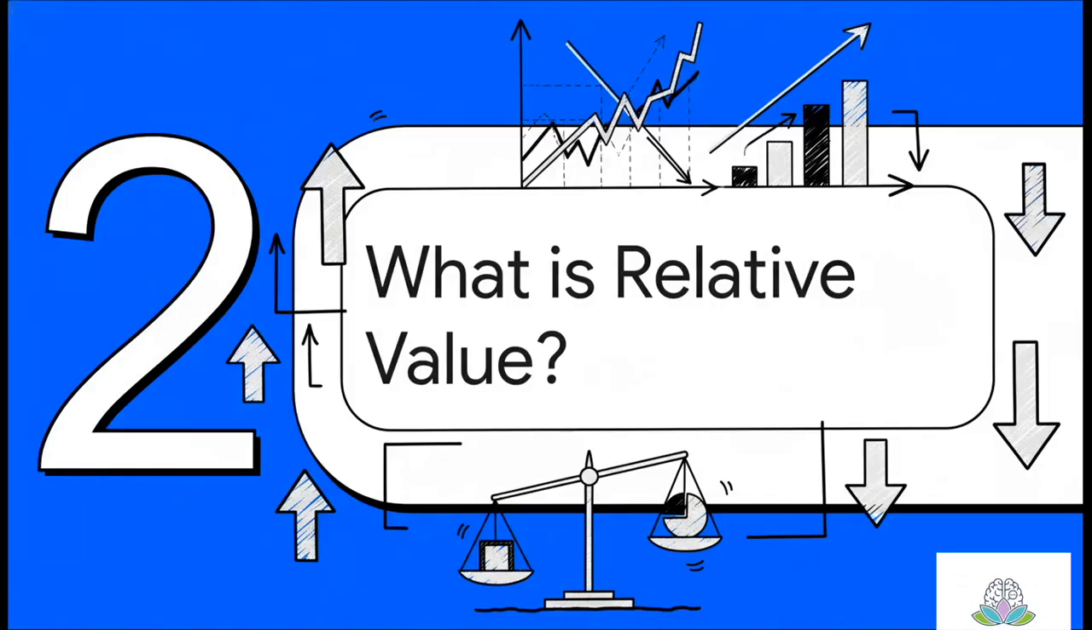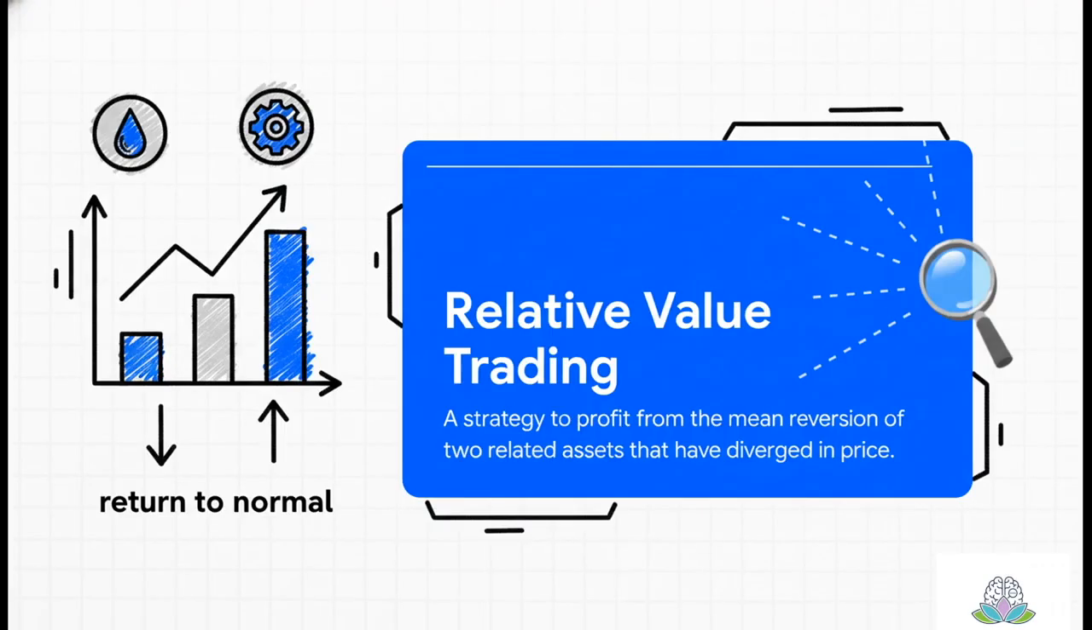So how does this actually work in the real world? Well, it all starts with a core concept called relative value. You could say it's the bedrock of all non-directional trading. In simple terms, here's what you do. You find two things that usually move together. Think of, say, two big oil companies whose stocks are almost always in lockstep.